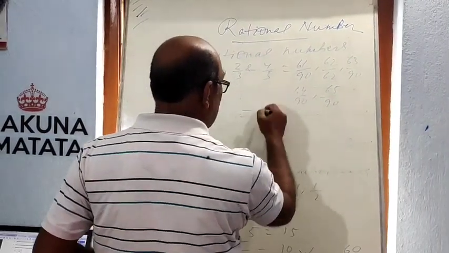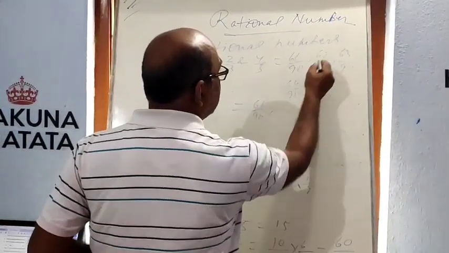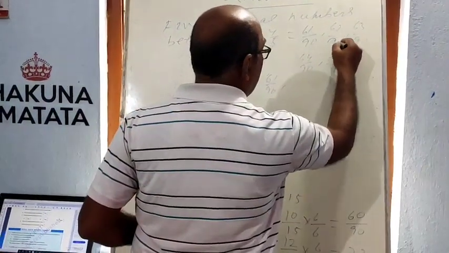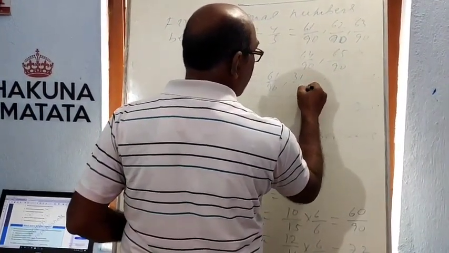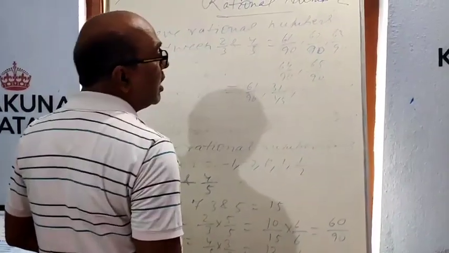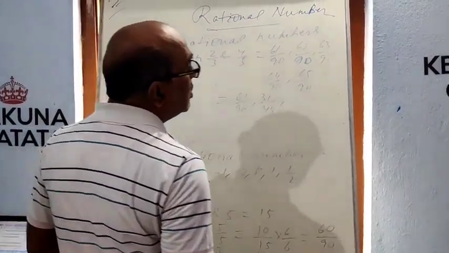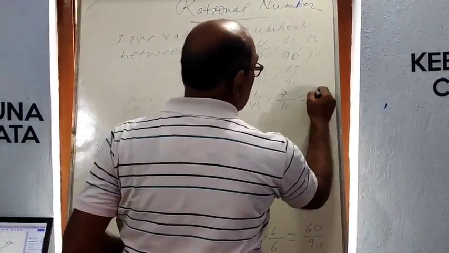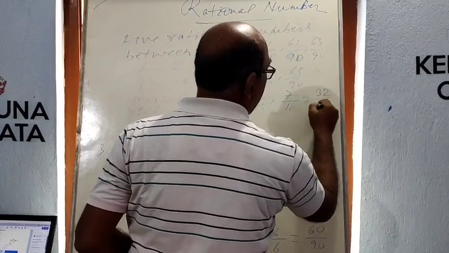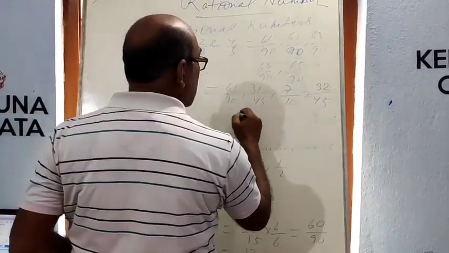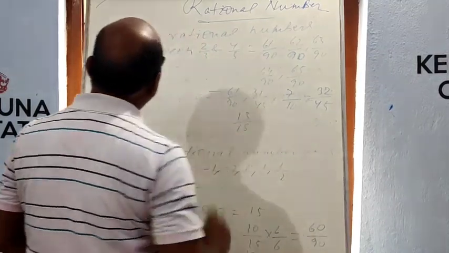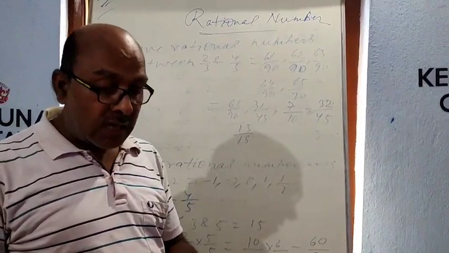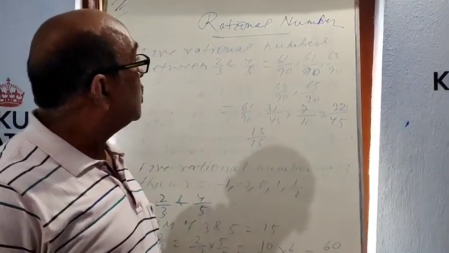Now this equals 61 by 90, and 62 by 90 will be 31 by 45. And third, 63 by 90, and fourth, 64 by 90 will be 32 by 45, and this equals 13 by 18. This is the answer of question number 1 of question number 5. Now the remaining questions of exercise 1.2 are homework for you.